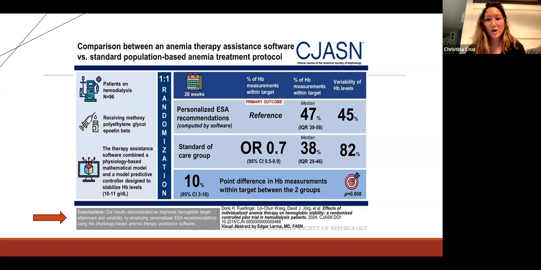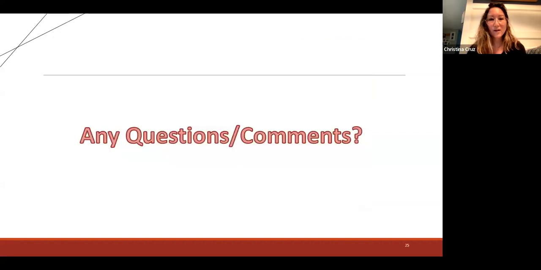So basically with the program, they were able to tighten up the hemoglobin responses to the ESA and avoid wide fluctuations. Additionally, they were able to attain the target, which was around 10.5, more consistently with the software versus the standard-based anemia treatment protocol. So that brings me to my questions and comments slide. So I'm going to open it up now to any questions if anyone has any.